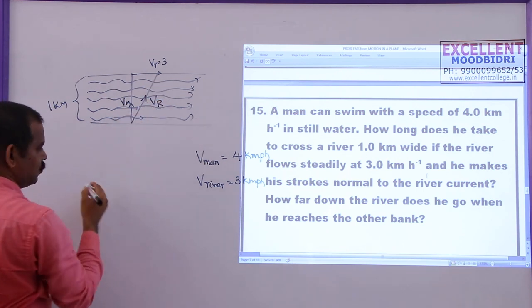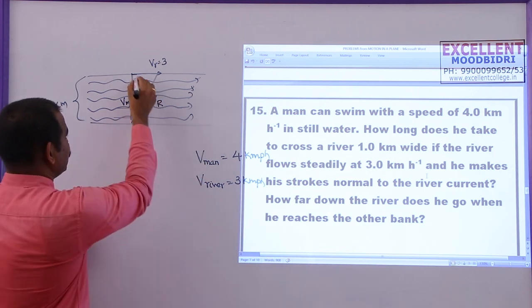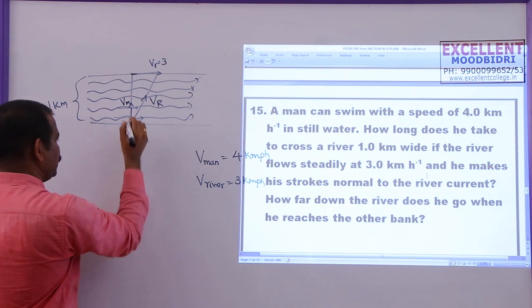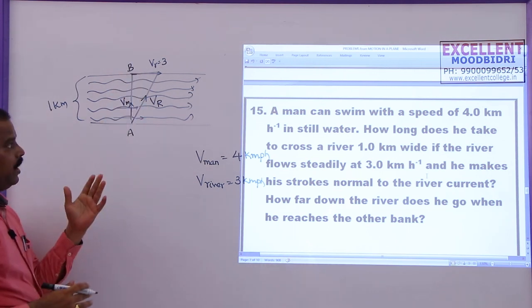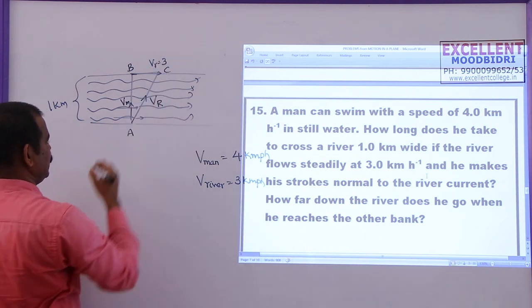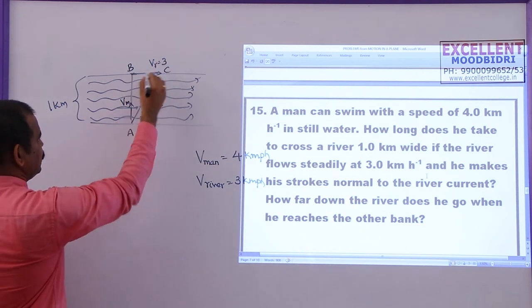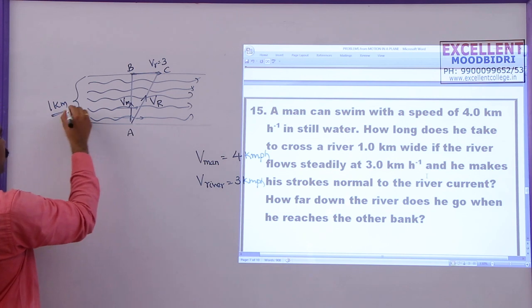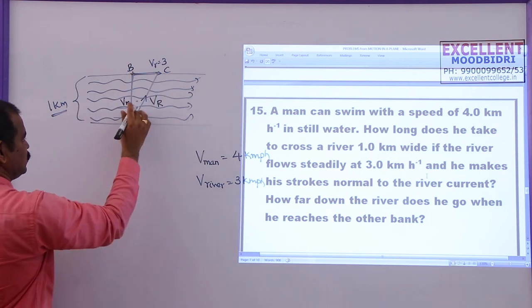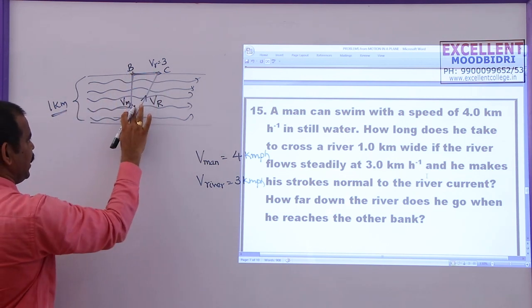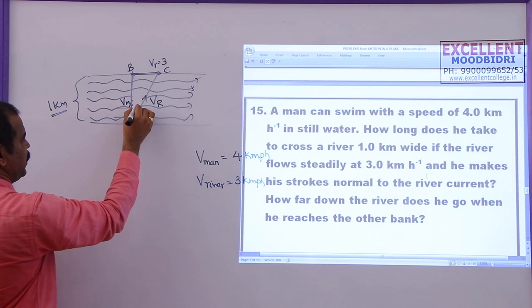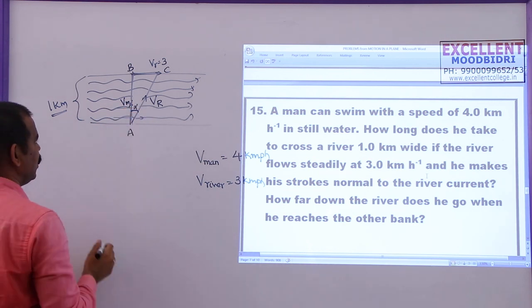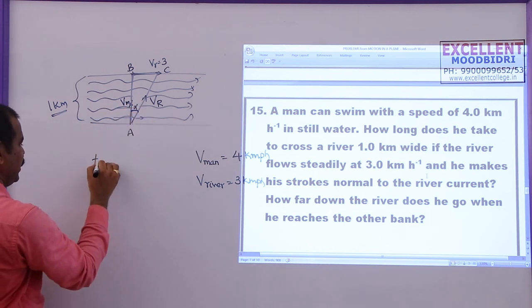So now how to find this resultant value? In this problem they are just asking this. Let us say he is starting from A and trying to move towards the point B, the other bank, but he will reach point C. So what is this BC they are asking if it is 1 kilometer? In terms of distance, first of all, let me find out the angle at which he is going to swim. Actually, he is swimming normal to this one only, but his direction will change by an angle alpha. So how to find this alpha?